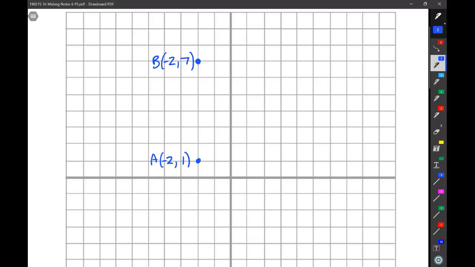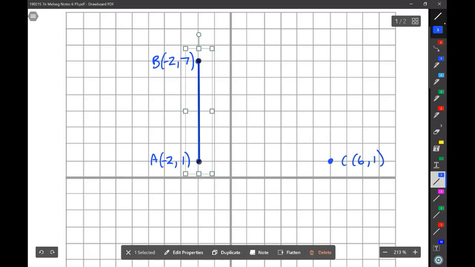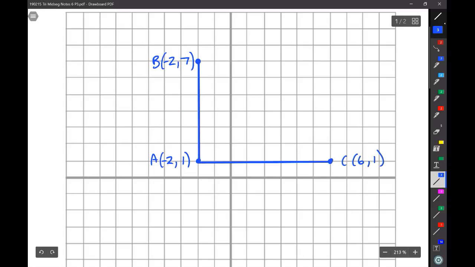Point C goes at 6, 1. So 1, 2, 3, 4, 5, 6, and up 1. And that's point C at 6, 1. And then go ahead and use your rulers to make triangle ABC. All right, so we have triangle ABC here.